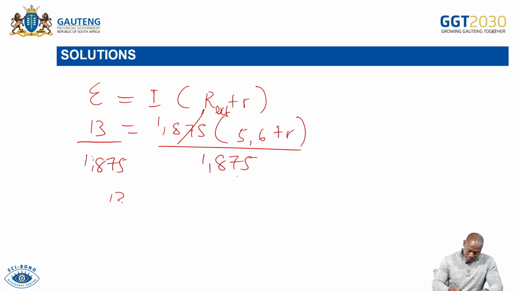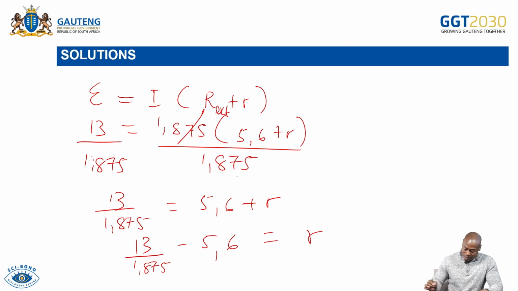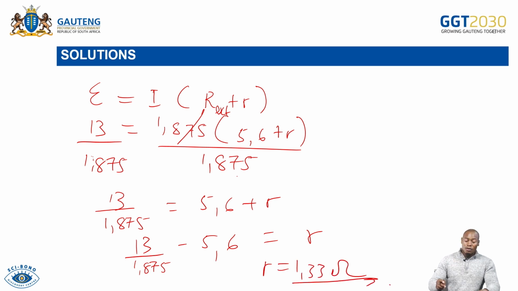So I'm having 13 over 1.875 equals 5.6 plus r. Then I can have 13 this side over 1.875 minus 5.6. This will be equal to r. So what is 13 divided by 1.875? It's 6.9333 minus 5.6. And then the answer here is r equals 1.33 ohms. Then we are done, we have calculated the internal resistance.